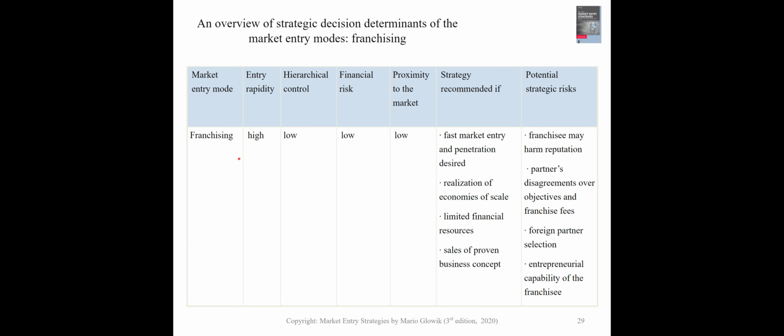Franchising and licensing also have many common characteristics. Also, franchising allows a fast market entry mode.